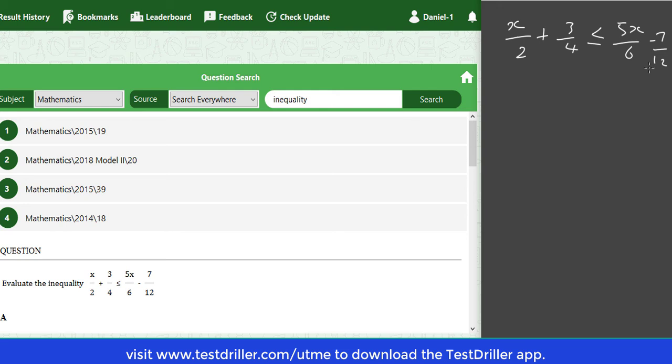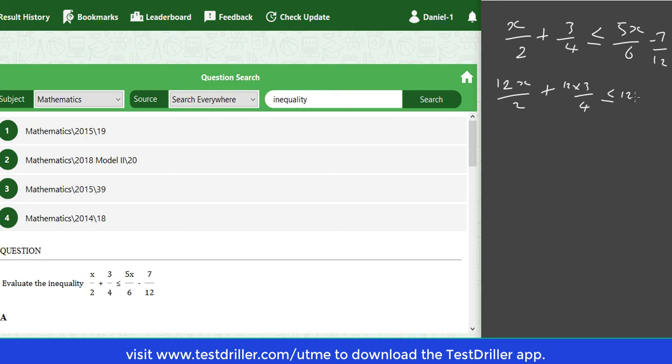common multiple. That is, which number can 2, 4, 6, and 12 go in? And that number should be the minimum that these 4 numbers can go in. It turns out that 12 is that number because 2 can go in 12, 4 can go in 12, 6 can go in 12, and 12 can also go in 12. So what that means is you multiply all through by 12. If you do that, you're going to get 12x over 2, then plus 12 times 3 over 4.